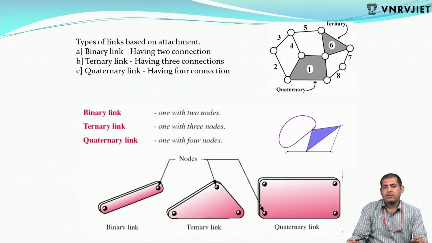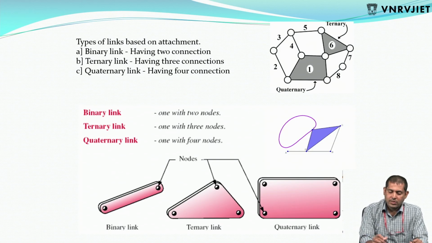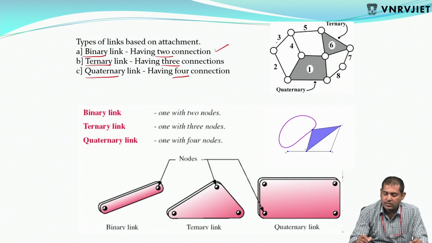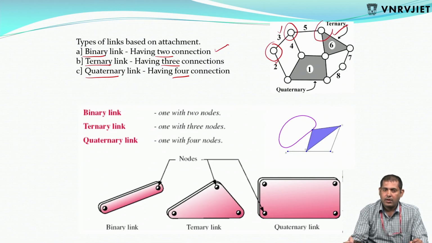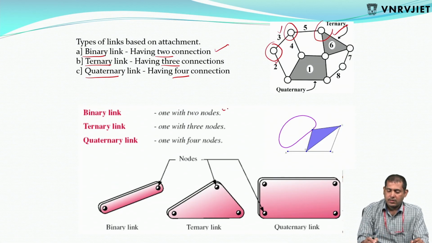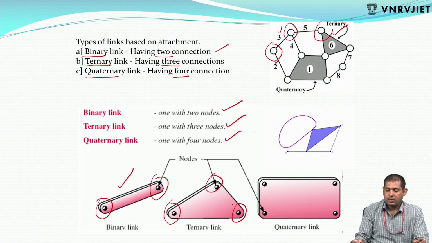Now, types of links based on attachments. First one is binary: the name itself says, having 2 connections. Ternary, 3 connections. Quaternary, 4 connections. Consider from element 2 to 3: this is binary, only 2 joints can be made, maximum 2 joints. In this link, 3 joints: it's a ternary link. Here 4 joints: 1, 2, 3, 4. It's a quaternary link.